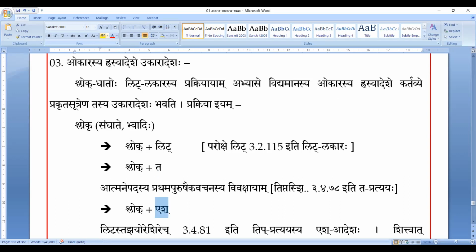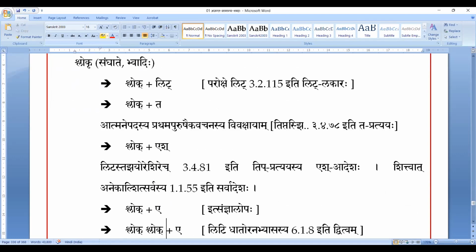Anyway, all these things are not required here. We are not doing tinganta. It is just an example to show where this rasvadesha happens in tinganta. So ta will be replaced by esh. Now esh is a lit pratyaya, therefore duplication happens.